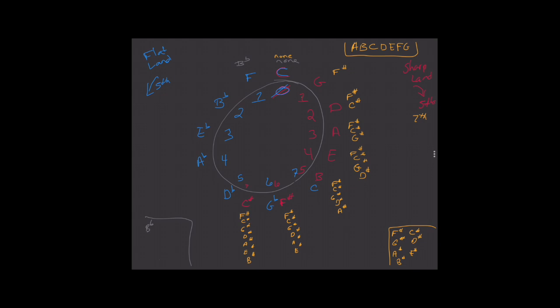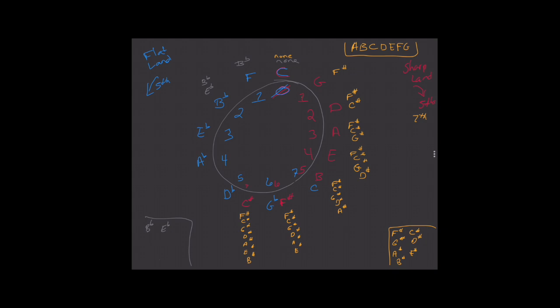Position 2 is B flat. B flat has 2 flats. Well, one of them is B flat, and B flat's flat is its 5th below, which is E flat. We've already got it. Cool. Throw that in the bag.